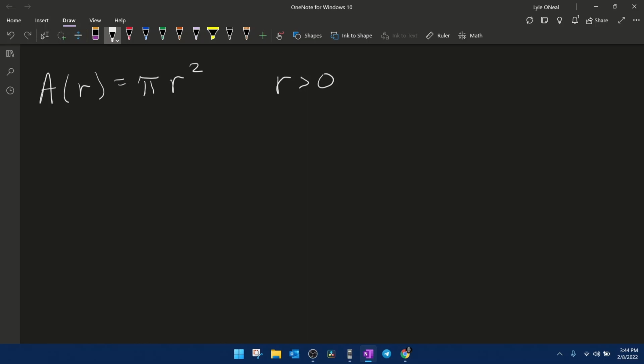So to express the domain of this particular function in interval notation, we would say that the radius can be anything from 0 to infinity, where 0 is not included, or you could say it's the set of all r, where r must be greater than 0.